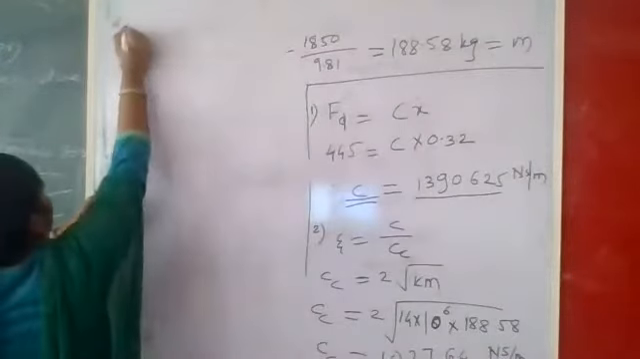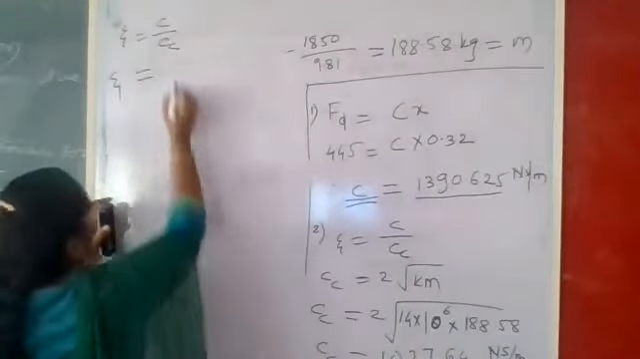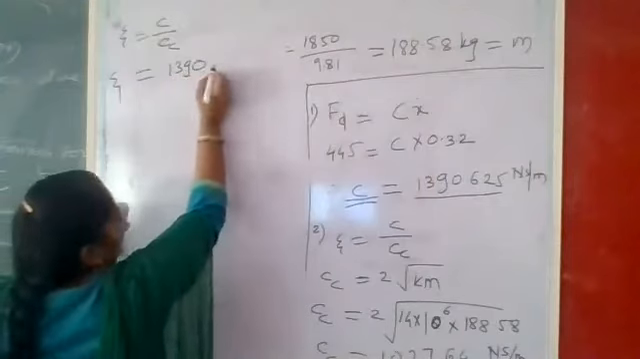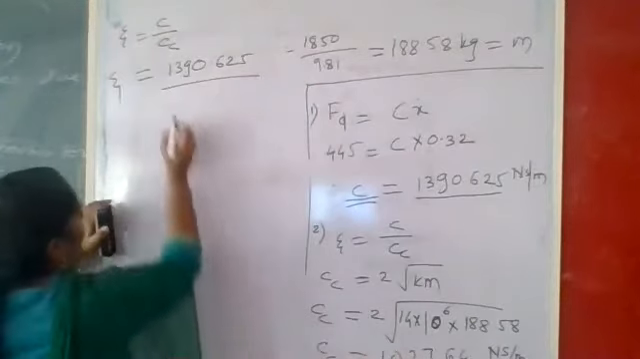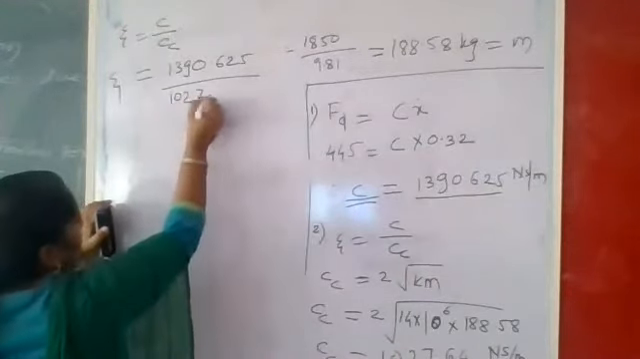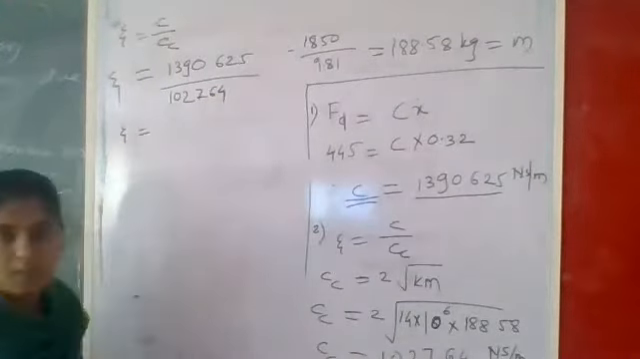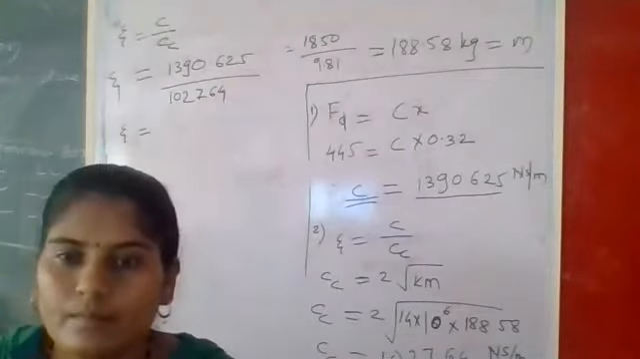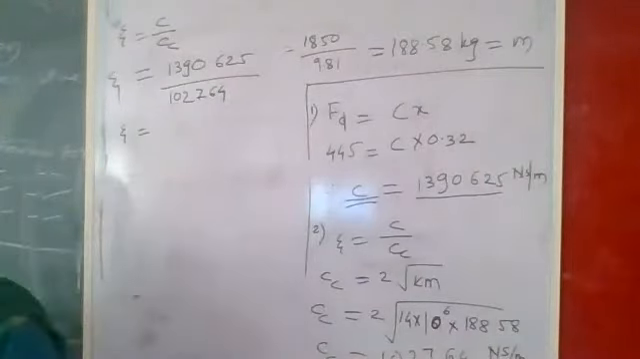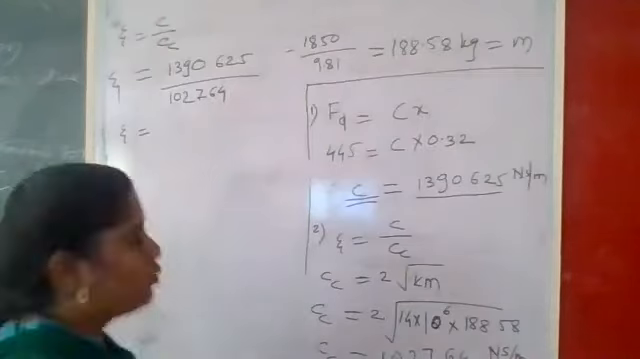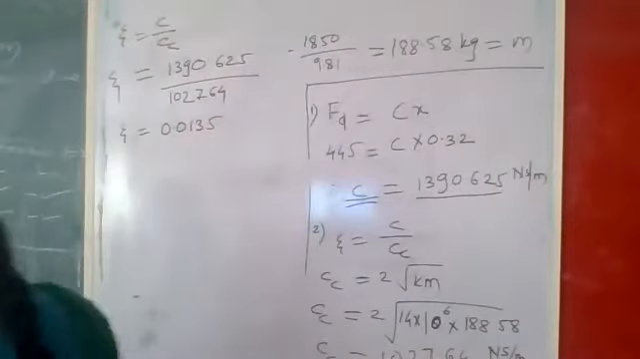Zeta is equal to C upon Cc, where C is nothing but, what is our C? 1390.625 divided by what is that Cc value? That is 1027764. What is the zeta value? Zeta is equal to how much? Tell me the answer. What is the zeta? 0.0135, right? 0.0135. That is the value of zeta.